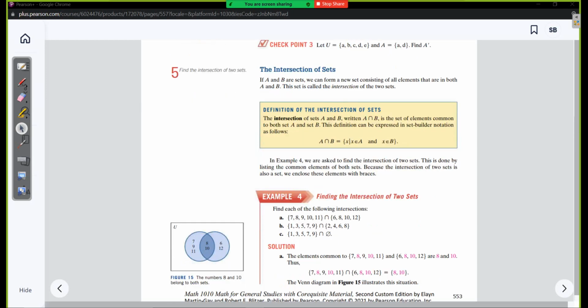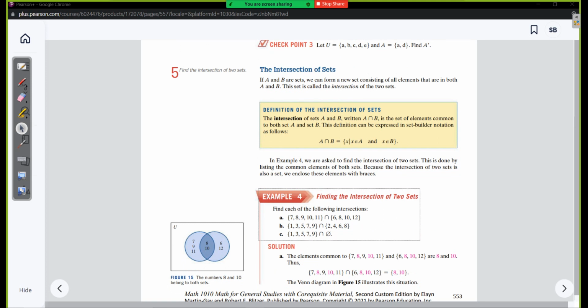This definition can be expressed in set builder notation as follows. A upside down U again means intersection. A intersection B is the set X such that X is an element of A and X is an element of B. Again, mathematical jargon, but this one I think is a little bit easier to understand than the previous. But again, I feel like examples are what really drive points home. So let's do an example.